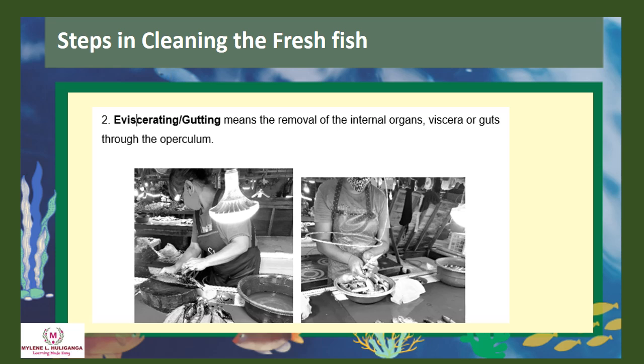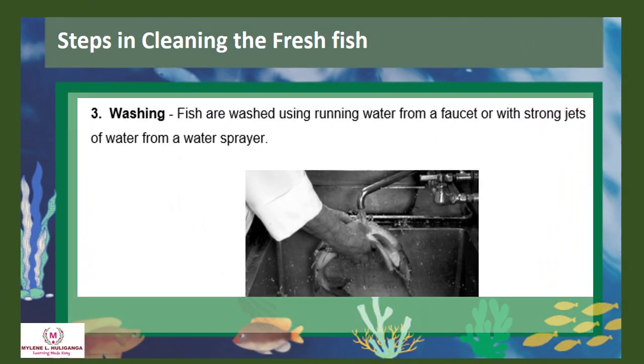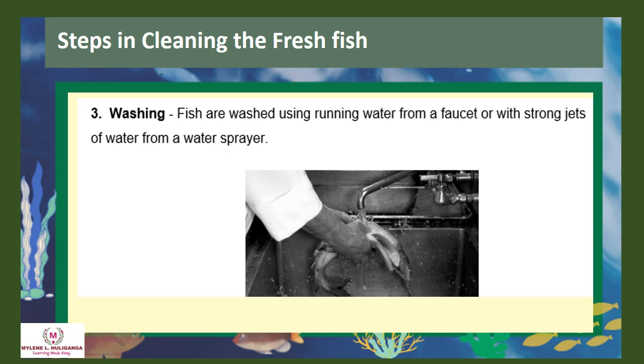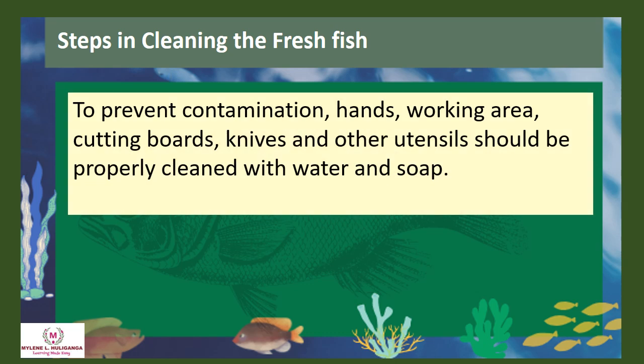Eviscerating or gutting means the removal of the internal organs, viscera or guts, through the operculum. The next step is washing. Fish are washed using running water from a faucet or with strong jets of water from a water sprayer. To prevent contamination, hands, working area, cutting boards, knives, and other utensils should be properly cleaned with soap and water after using.